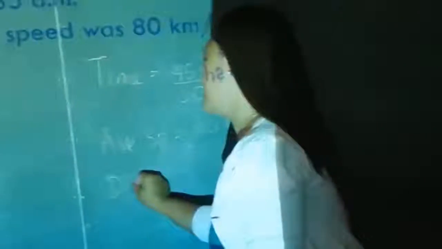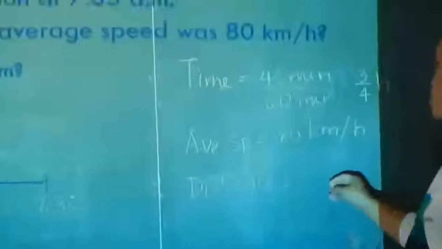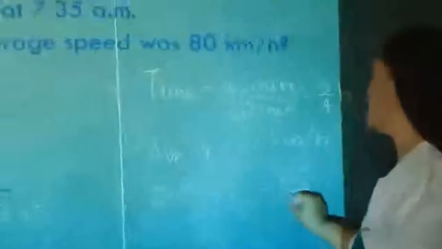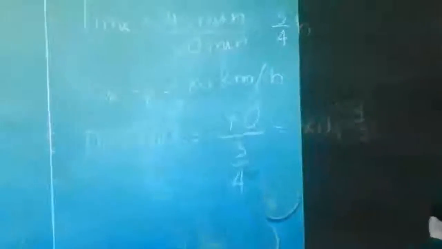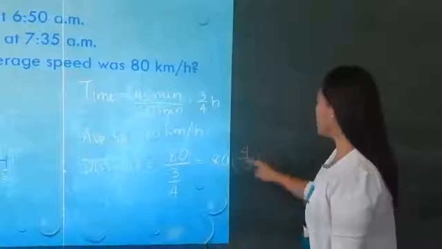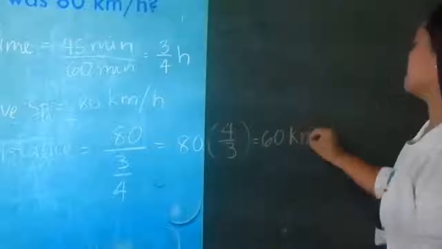So let's start the first problem. So what's missing is the distance. Distance is equal to average speed over time. So 80 divided by 3 over 4, or 80 times 4 thirds. Okay. So 80 times 4 over 3 is equal to 60 kilometers.